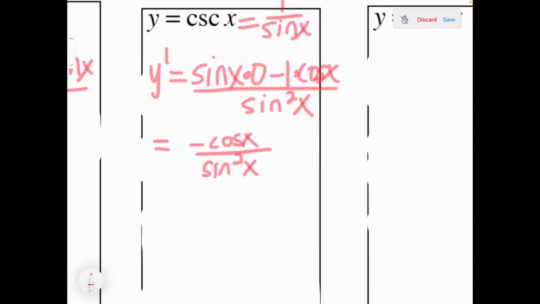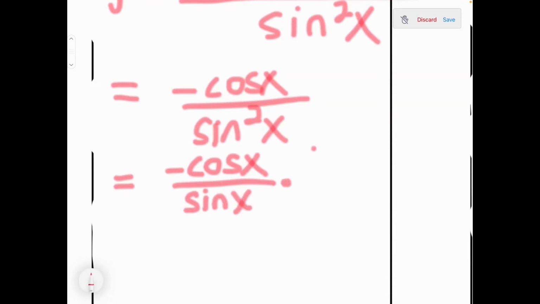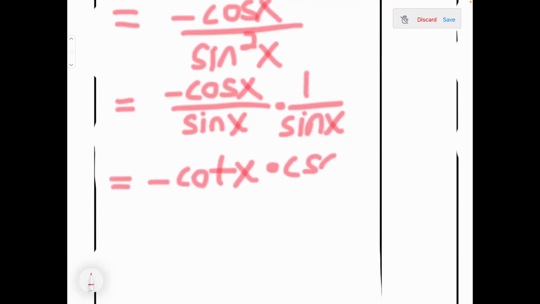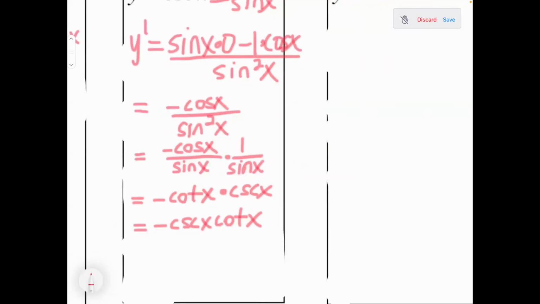We can break that sine squared x into 2 different pieces. Sine squared is just sine times sine. So we're going to do negative cosine over sine times 1 over sine. Negative cosine over sine is negative cotangent x, if you remember your identities from pre-cal. And 1 over sine is cosecant x. To make this match our notes, we're just going to put the cosecant x in front, and cotangent x. So the derivative of cosecant x is negative cosecant x cotangent x.